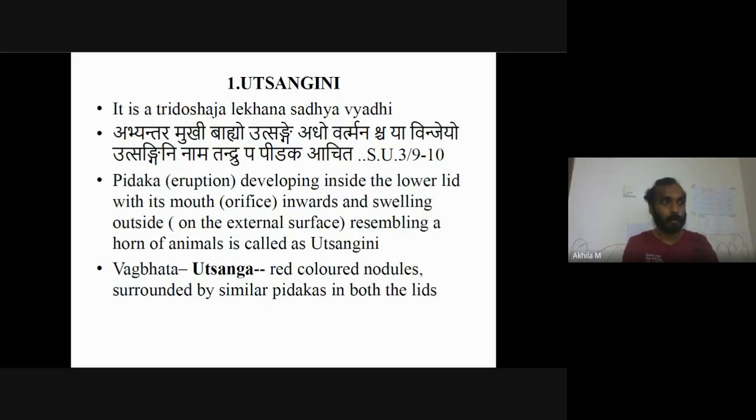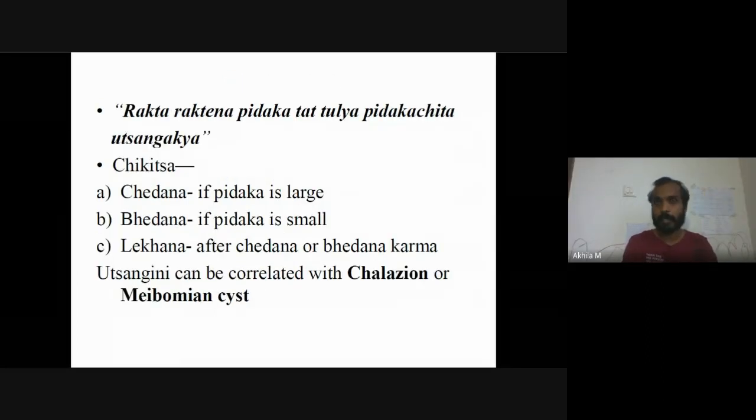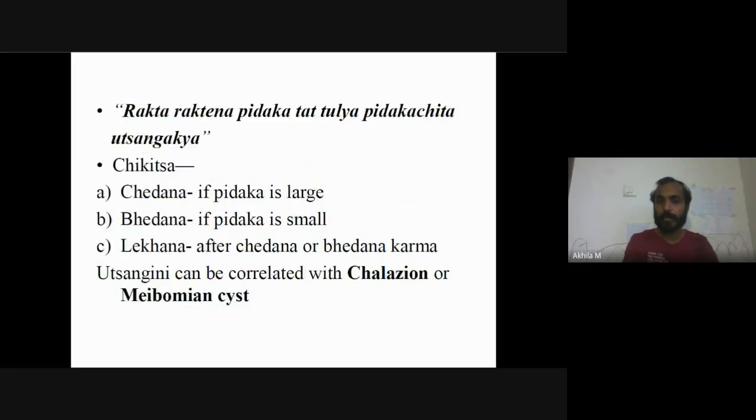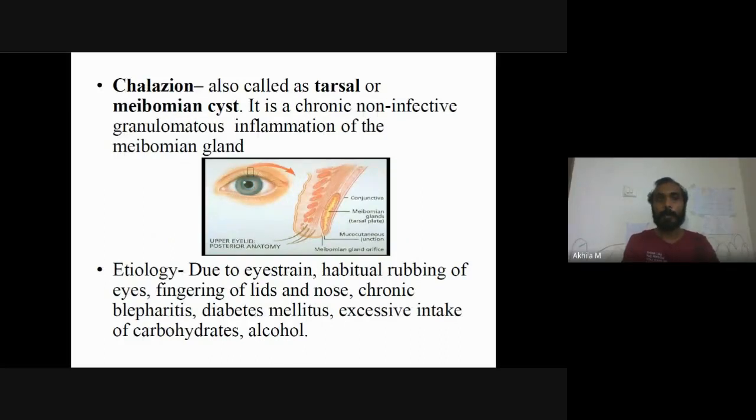According to Sushrutacharya, that is Tridoshaja, a Lekhana Sadhya Vyadhi. According to Vagbhatacharya, that is a Raktaja Vyadhi: Rakta Raktena Pidaka, Tatulya Pidaka Chita. Some pidakas, some nodules, arise there, and that is called Utsangakhya. According to the definition of Sushrutacharya, we can correlate it with Chalazion or a Meibomian cyst, and likewise according to the signs and symptoms told by Sushrutacharya.